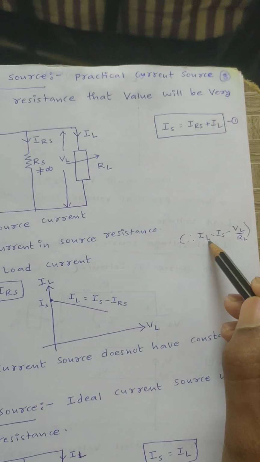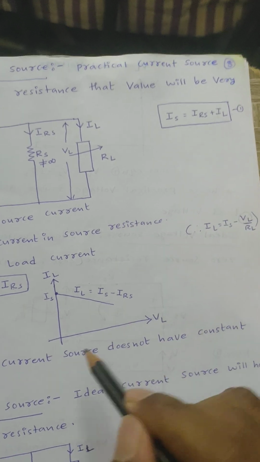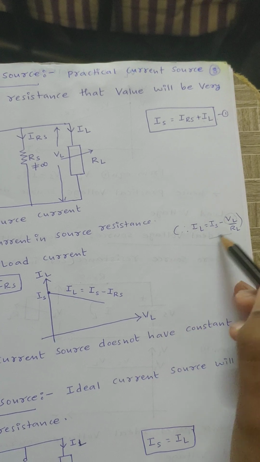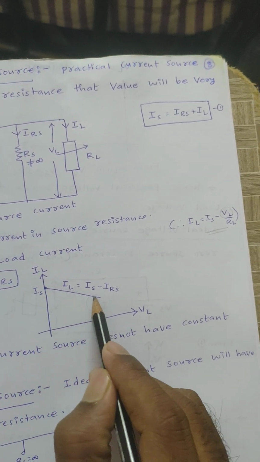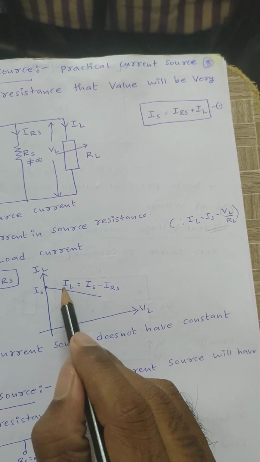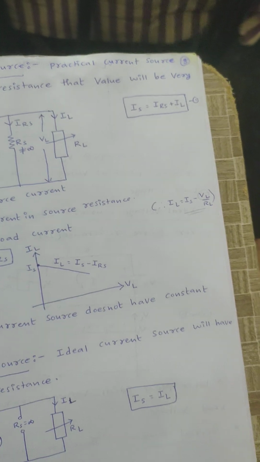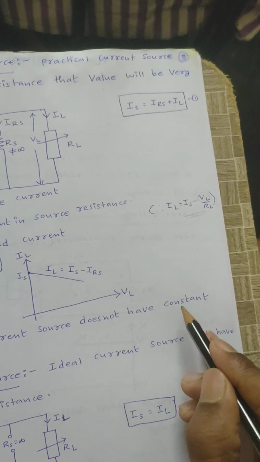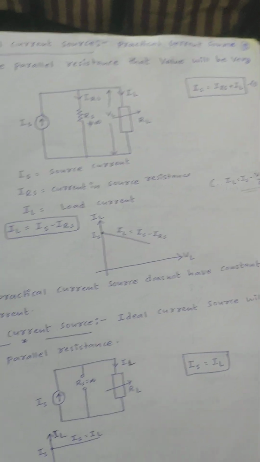See here, IL is equal to Is minus VL by Rs. If we increase the VL value, this value increases, and when it increases, this drop increases. That means the load current value will be reduced. You can observe here that IL is equal to Is minus IRS. Hence a practical current source does not have a constant load current. That is about the practical current source.